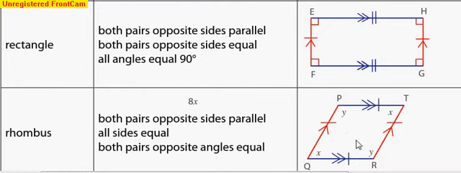And then again the opposite angles are the same. So angle P and R are the same size. Angle T and angle Q are of the same size. And angle P and T are not necessarily the same size, just as angle Q and R are not necessarily of the same size.